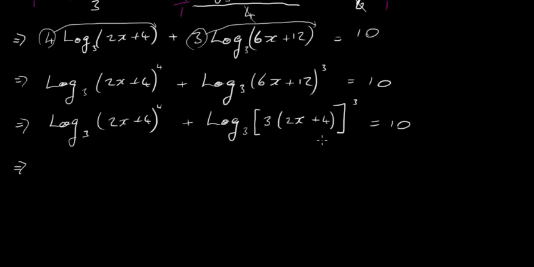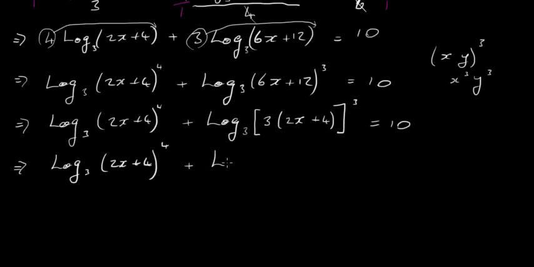Now, I'm just going to use the laws of indices here. This 3 is multiplied by the 2x plus 4, all to the power of 3. In other words, if you have xy, and it's to the power of 3, for example, that gives you x cubed, y cubed. So that's what I'm going to do here. I'm going to raise this 3 to the power of 3 and this 2x plus 4 to the power of 3. So let's see what we get here. So I've got log to the base 3, 2x plus 4 to the power of 4, plus log to the base 3 of 3 to the power of 3 and 2x plus 4 to the power of 3. And that's equal to 10.